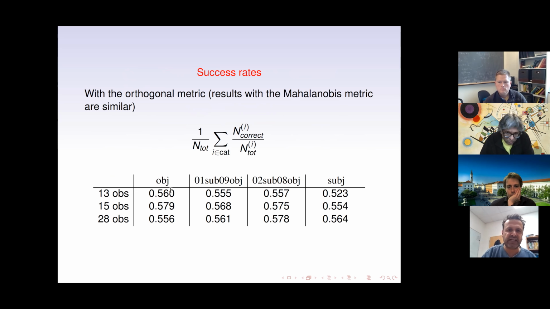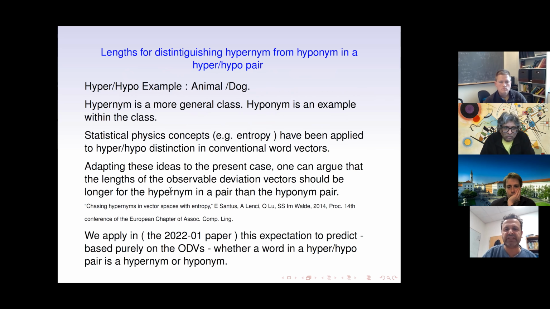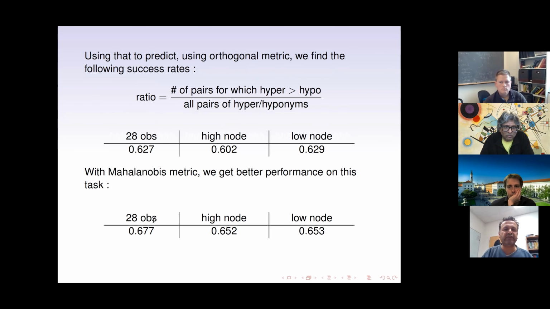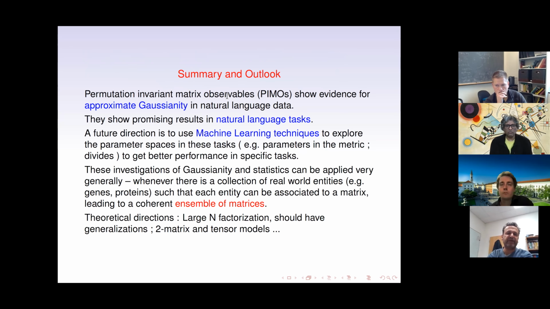And I won't really have time, but for some of the tasks having to do with hypernyms and hyponyms, we don't look at angles, rather we look at the lengths of the vectors. Again, we do a task of distinguishing, in a pair, whether something is a hypernym or a hyponym, and there we get success rates between 62 and 67%. So basically, this suggests what you would expect, that observables that factor out the redundancies are capable of capturing meaningful information.